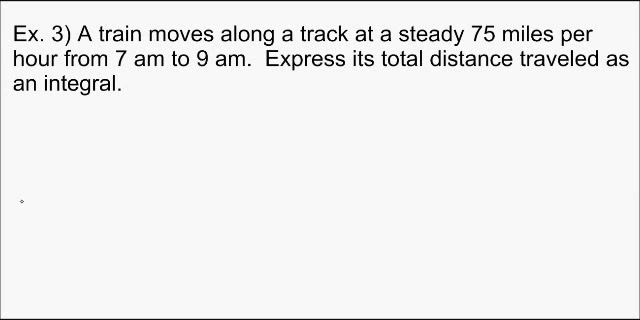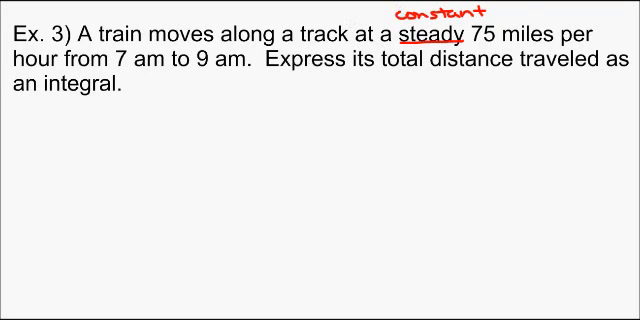Example 3. A train moves along a track at a steady, meaning constant, 75 miles per hour from 7 a.m. to 9 a.m. It's a long trip. Express its total distance traveled as an integral.